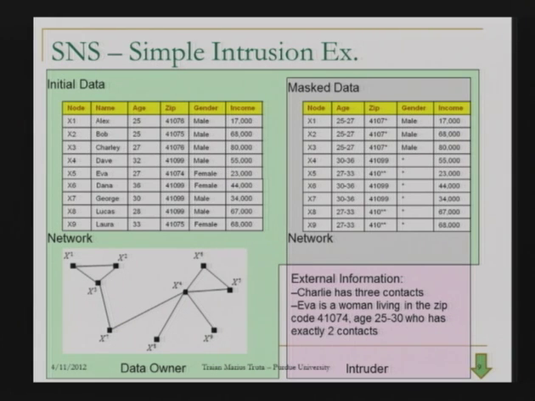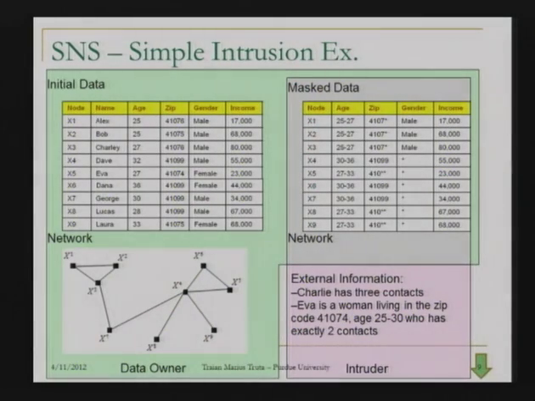Because at the end we want to protect the last attribute, income, which in our case we call the sensitive attribute, the attribute that we want to protect. It can be another attribute like disease if we talk about medical data. Now, this is the initial data, and as I said, we also have a network.